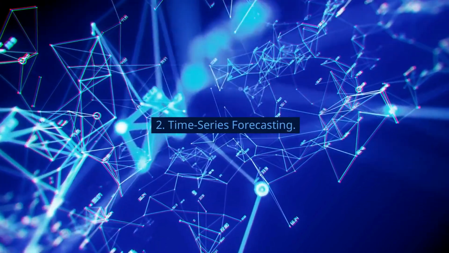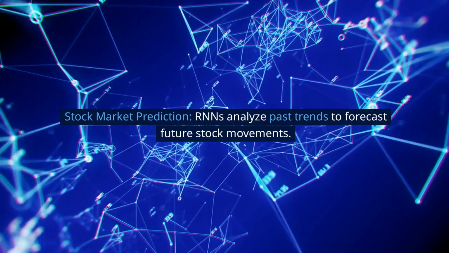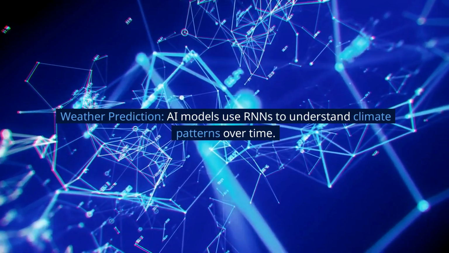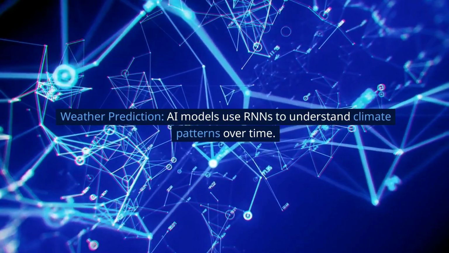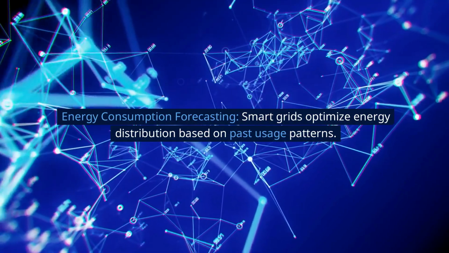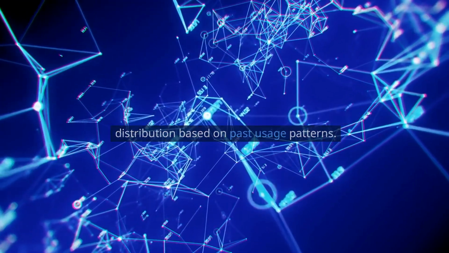2. Time series forecasting. Stock market prediction: RNNs analyze past trends to forecast future stock movements. Weather prediction: AI models use RNNs to understand climate patterns over time. Energy consumption forecasting: smart grids optimize energy distribution based on past usage patterns.